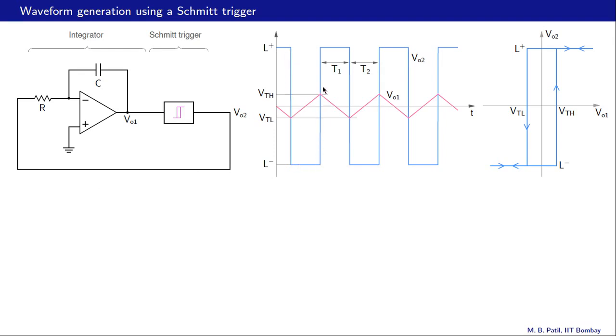These are the waveforms. That is VO2, the blue one, and that is VO1. And VO1 is a triangular waveform in this case, as opposed to the capacitor voltage waveform that we saw in the last circuit.